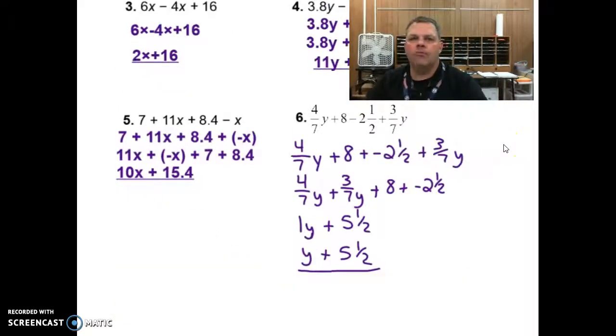My final example, 4/7 y plus 8 minus 2.5 plus 3/7 y, should be written with an addition problem instead of subtraction. 4/7 y plus 8 plus negative 2.5 plus 3/7 y. I then have like terms of 4/7 y and 3/7 y, and I have like terms of 8 and negative 2.5. 4/7 y plus 3/7 y is 1y, or y. 8 plus negative 2.5 is 5.5, and therefore my answer is y plus 5.5.